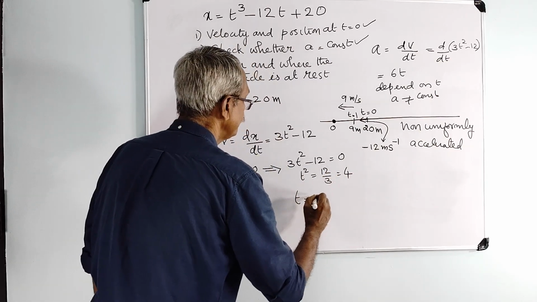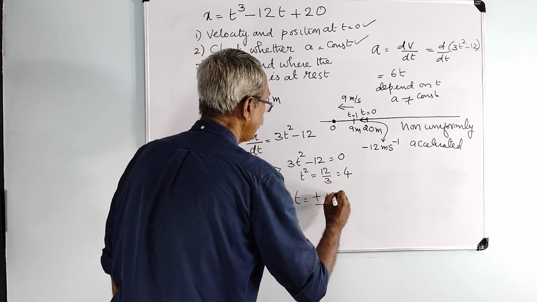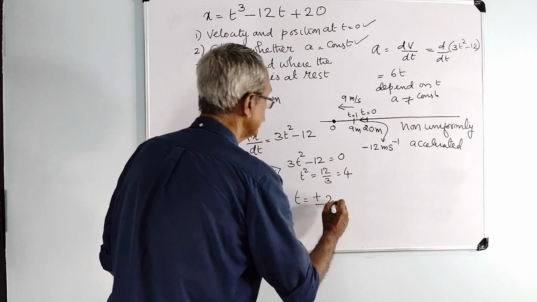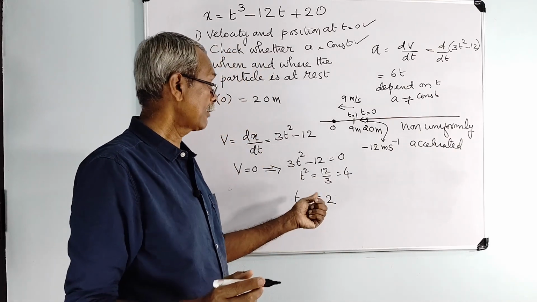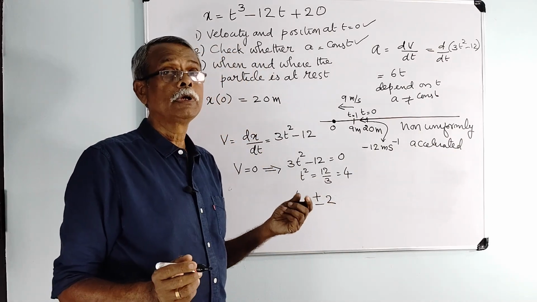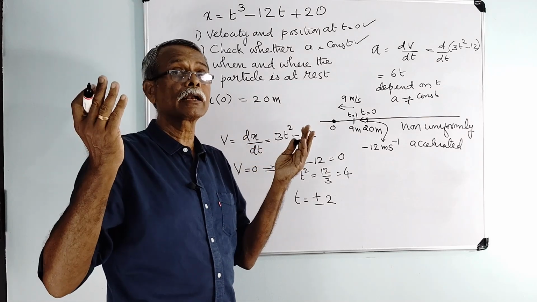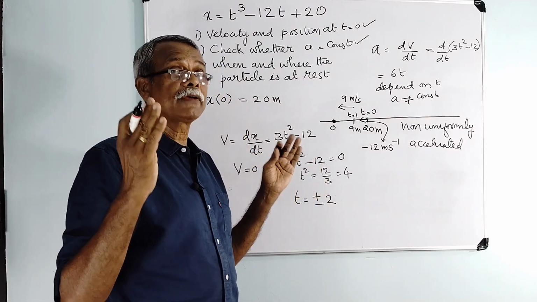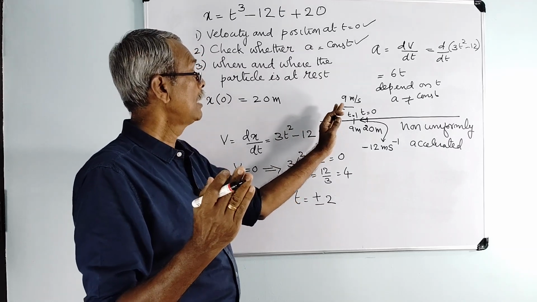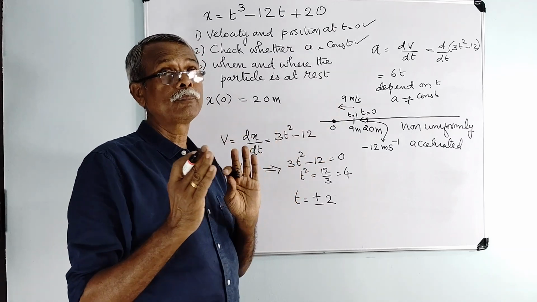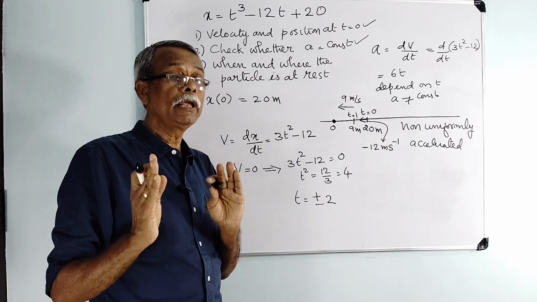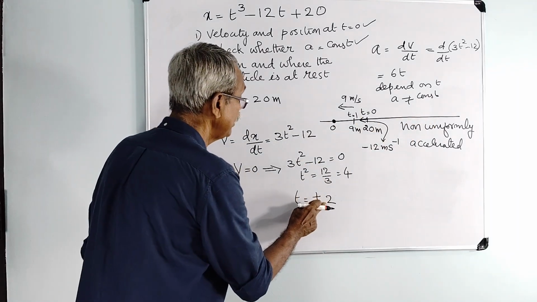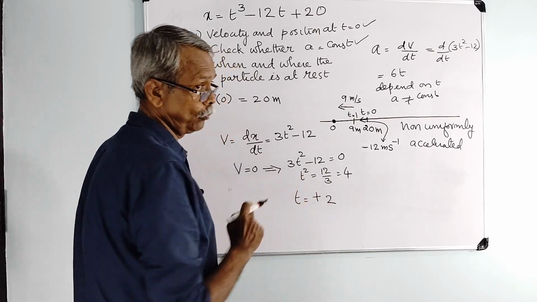T is equal to plus or minus 2. Remember that here we have a minus 2 value, but as we have seen earlier, minus 2 actually represents a situation 2 seconds before t is equal to 0. We need to consider only the situation after t is equal to 0. Therefore, we need to take only t is equal to 2.